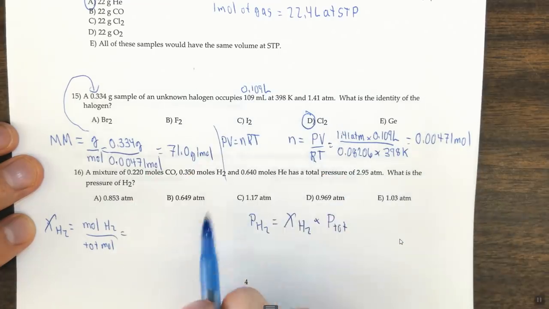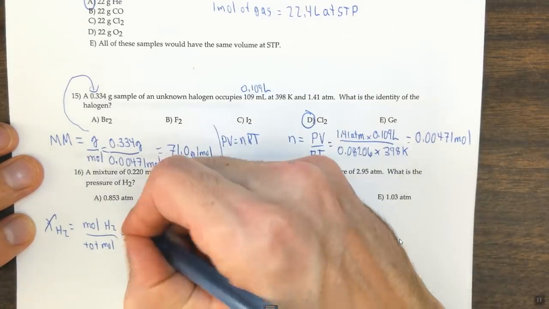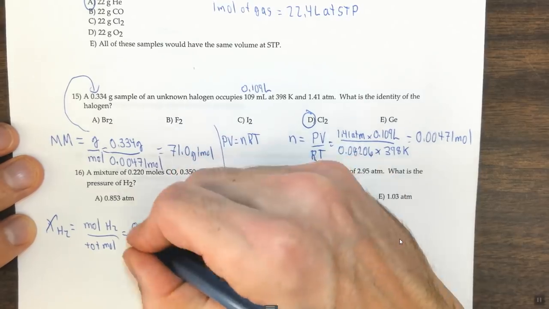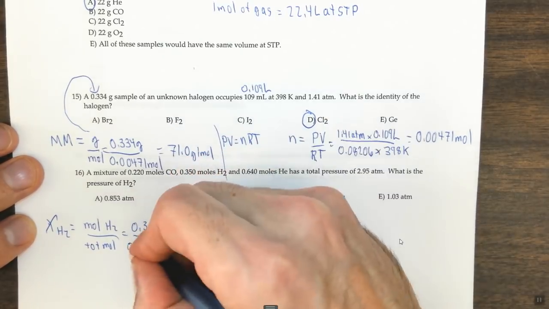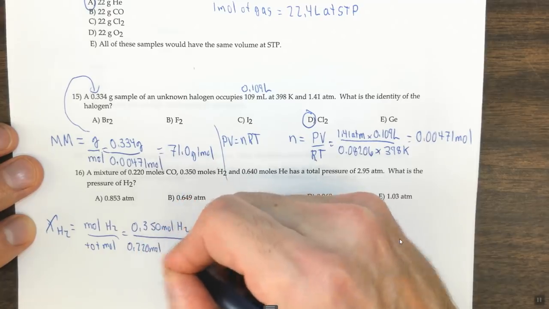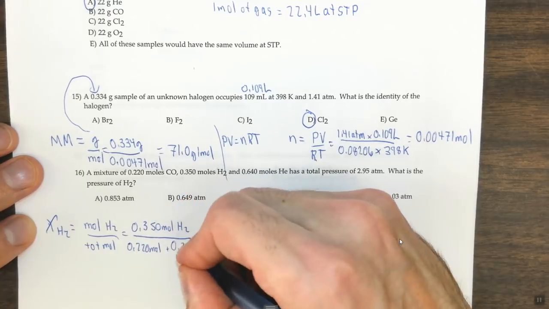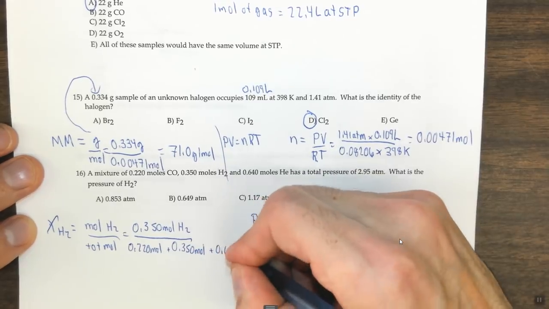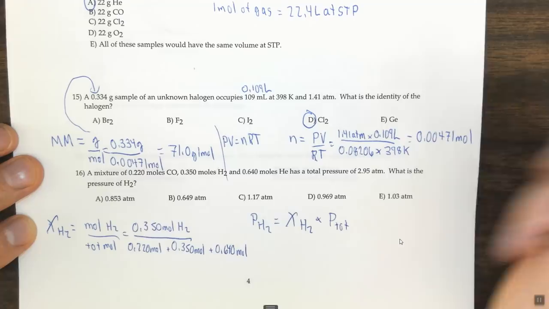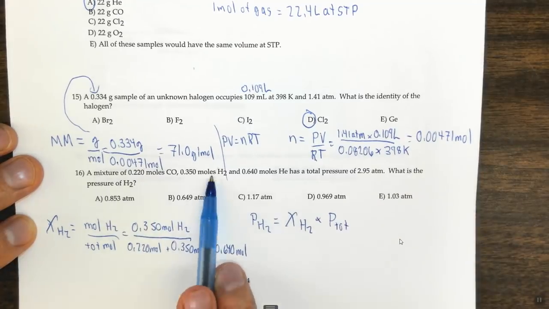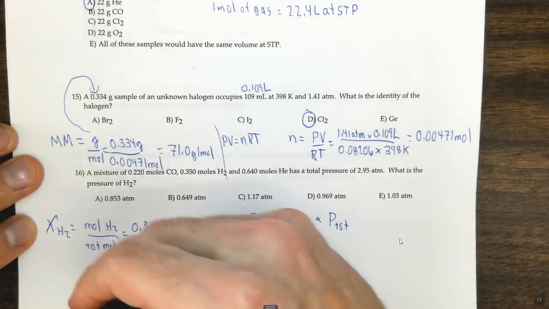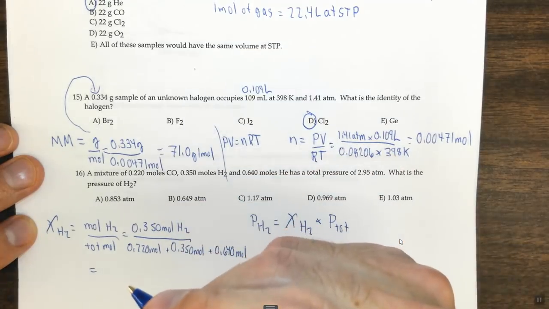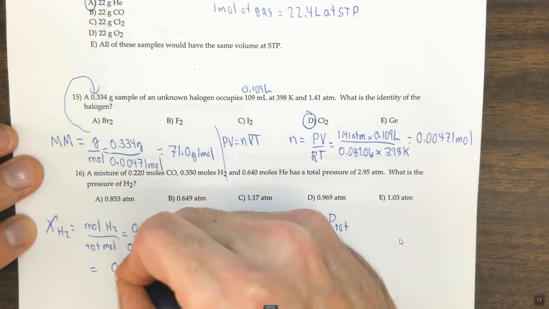So in this case, the moles of hydrogen is 0.350 moles, and the total moles is 0.220 moles plus 0.350 moles plus 0.640 moles. So all the moles: the CO, the hydrogen, and the helium. When you do that, you find that the mole fraction of hydrogen is 0.289.